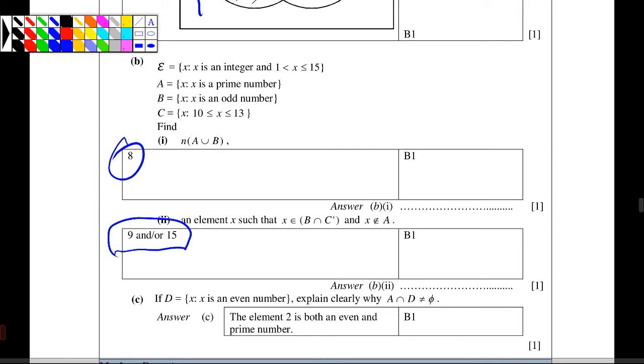Find an element. So write 9 or 15. Up to you. Curly bracket cannot. They want the element. So if you write like that, it means wrong. This one means set. This is a set. They want the element. So you just write 9 or 15.